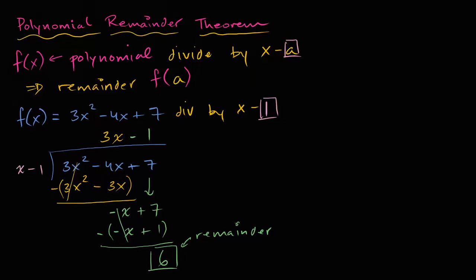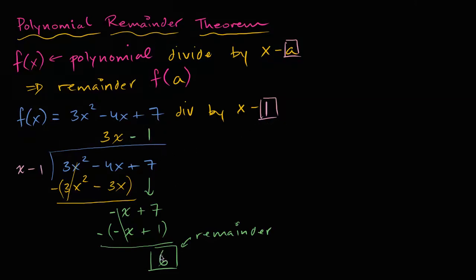Let's now do a proof of the polynomial remainder theorem. And just to make the proof a little bit tangible, I'm going to start with the example that we saw in the video that introduced the polynomial remainder theorem. We saw that if you took 3x squared minus 4x plus 7 and you divided by x minus 1, you got 3x minus 1 with a remainder of 6.